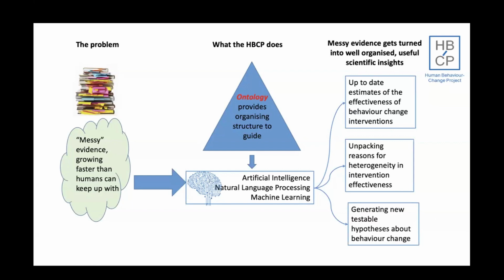So we want up-to-date estimates of the effectiveness of behavior change interventions. We want to unpack the reasons for heterogeneity in intervention effectiveness, get beyond saying, you know, small to medium effect with large heterogeneity. And thirdly, generate new testable hypotheses about behavior change. And how do we link these two? In the blue triangle, we have our ontology, providing an organization structure for the knowledge, the information we get from evaluation reports, and then using AI, NLP, ML to do this.